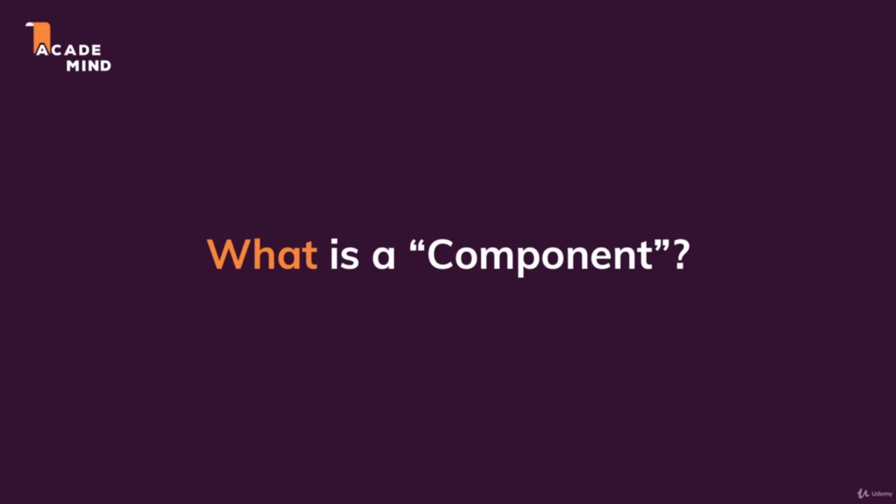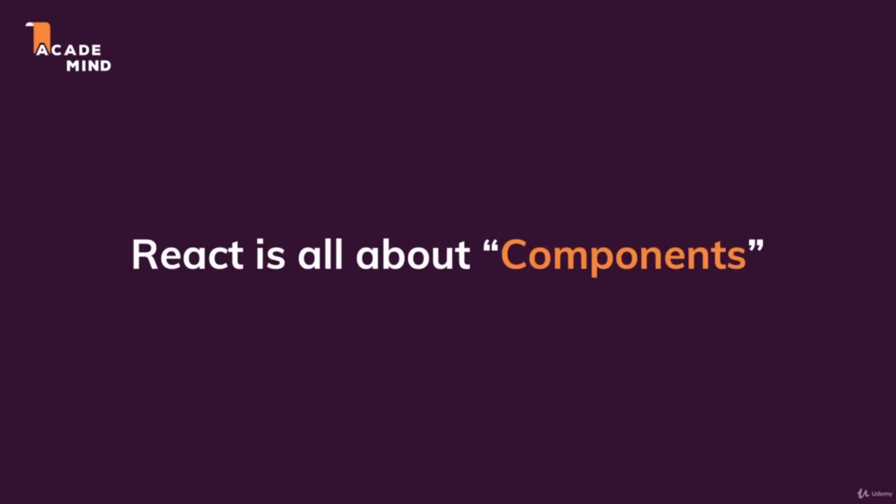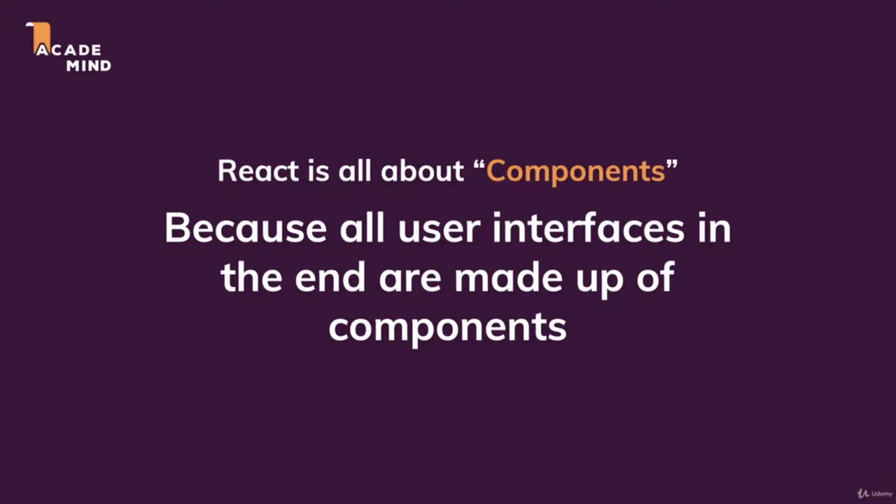Well, let me come back to this question in a second. Instead, let me come back to this first sentence here. Even though we don't fully know yet what components are, why could React be about one concept in its core? Because all user interfaces in the end are made up of components. So what could be a component then, if it is something which is crucial in all user interfaces you see?